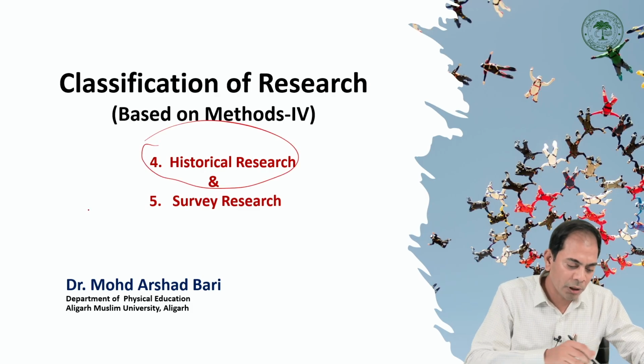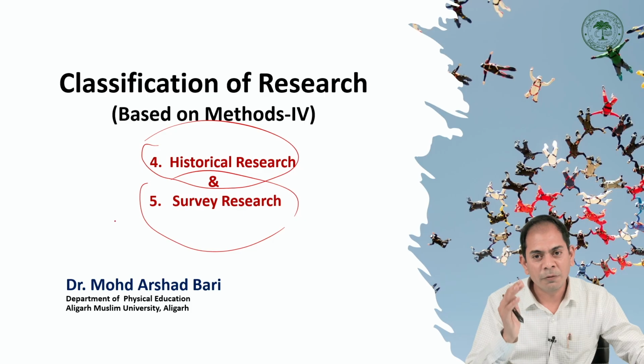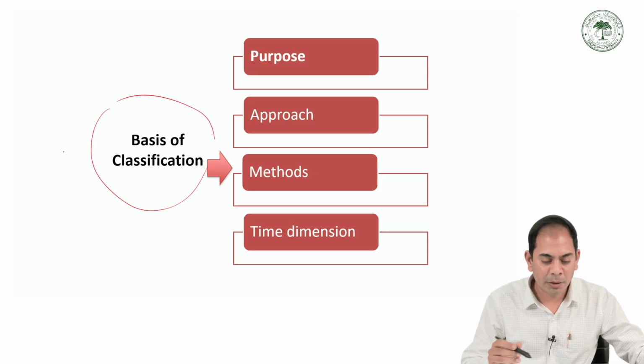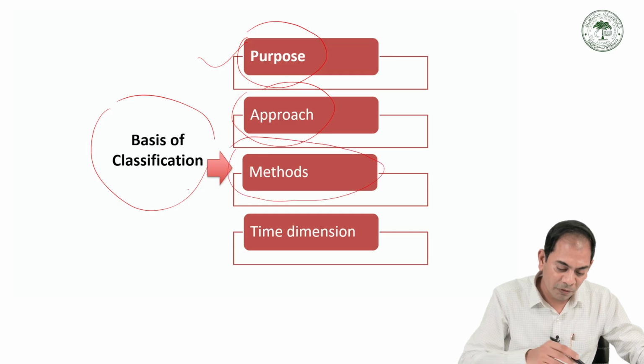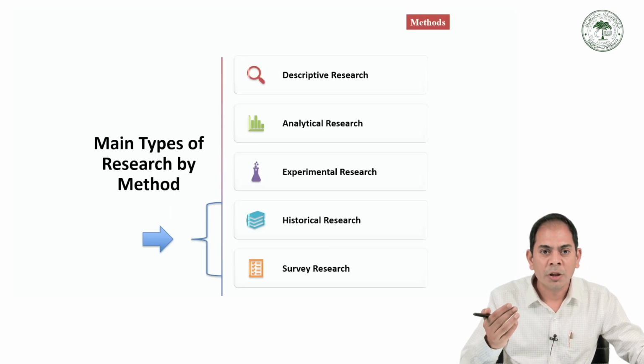Number one is historical research and next is survey research. So in these sections we will mainly focus on two important concepts: number one, historical research; second, survey. In the last classes we already discussed the purpose of the different types of research and the classification of research on the basis of purpose, first, and second on the basis of approach, and now we will continue on the basis of method, the historical research and survey research.